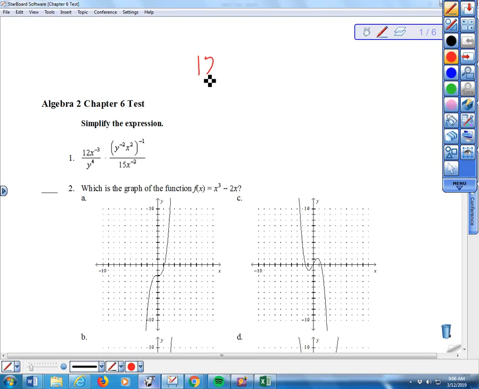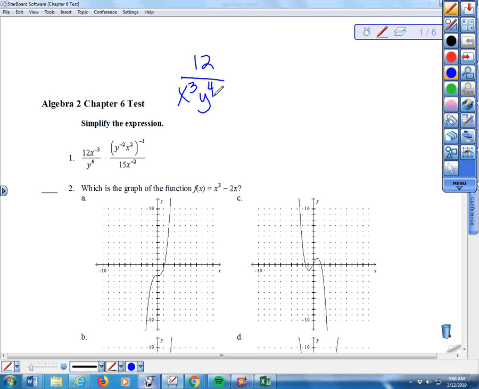So that's 12. I'm going to do this in blue. 12, and then the x cubed goes down below, and the y to the 4th stays. So that's really as simplified as I can get the first half. All I'm going to do is flip the x cubed down below.